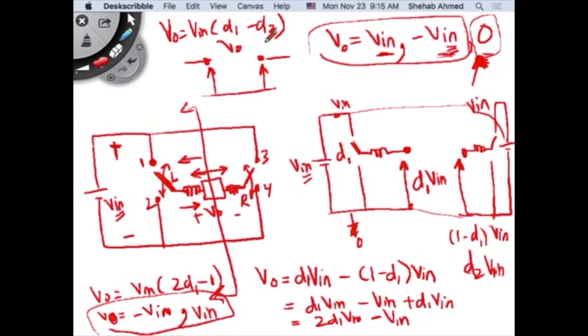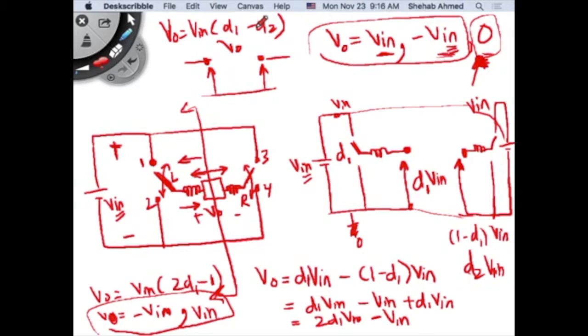And in this case, if D2 is 1 minus D1, then I can only operate between minus V input and V input, right? If I want to get zeros, I can make these two duty ratios the same, right? If I make this 0.5 and this 0.5, then I can get a 0 as well, right? If D2 is 1 minus D1, I will operate between these 2 points. If I want to get the zeros to function, then I can operate in this fashion. What is the benefit of the zeros or not? We will talk about that next time.